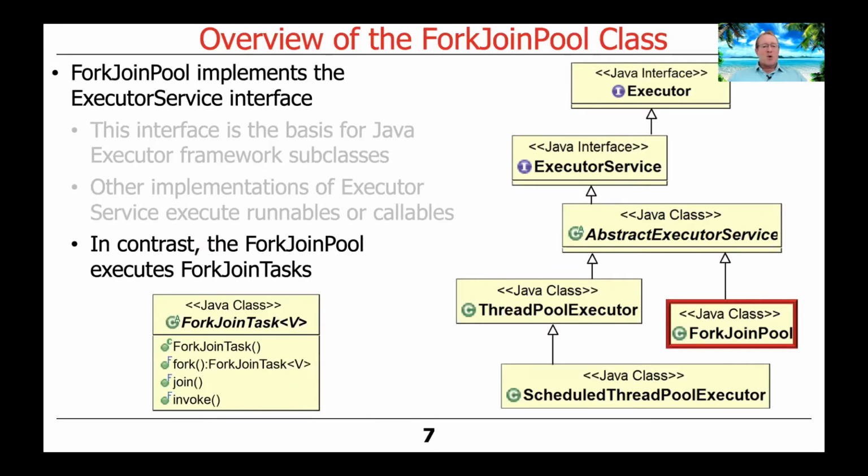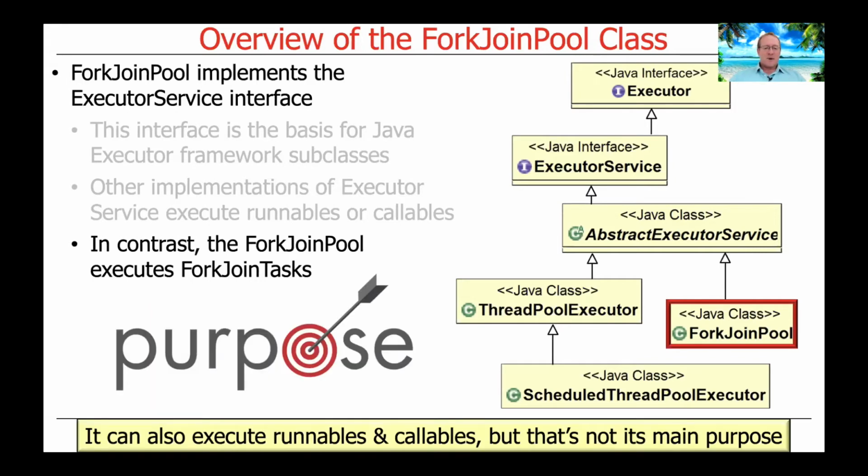The fork join pool can also execute callables and runnables, but that's really not what it's there for. Its purpose in life is not limited to runnables and callables. It really is designed to execute things called fork join tasks. And not surprisingly, we will soon talk about what a fork join task is. Right now, though, just for completeness, if you take a look at fork join task, you can see it's got a couple of methods that are important, namely fork and join, which is what makes it a fork join task.